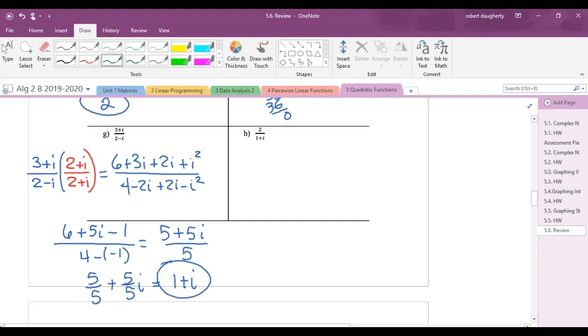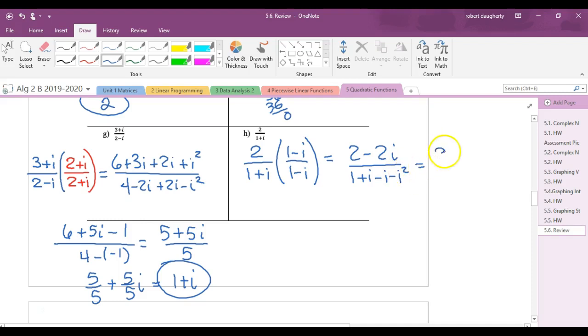2 over (1 plus i). I need to multiply by 1 minus i over 1 minus i. So I get (2 minus 2i) over (1 plus i minus i squared). So that's (2 minus 2i) over, on the bottom, I'm going to have 2. So this just becomes 1 minus i.